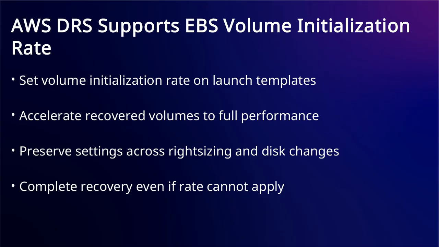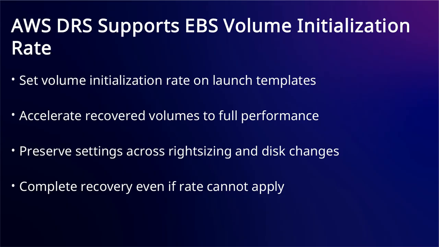When AWS Elastic Disaster Recovery restores EBS volumes from snapshots, data loads from S3 in the background, causing slower I/O to uninitialized blocks until the process completes. This creates unpredictable performance during recovery, particularly problematic for I/O-intensive workloads like databases that require consistent storage performance to meet recovery time objectives. You can now set a volume initialization rate on your DRS-managed EC2 launch template.